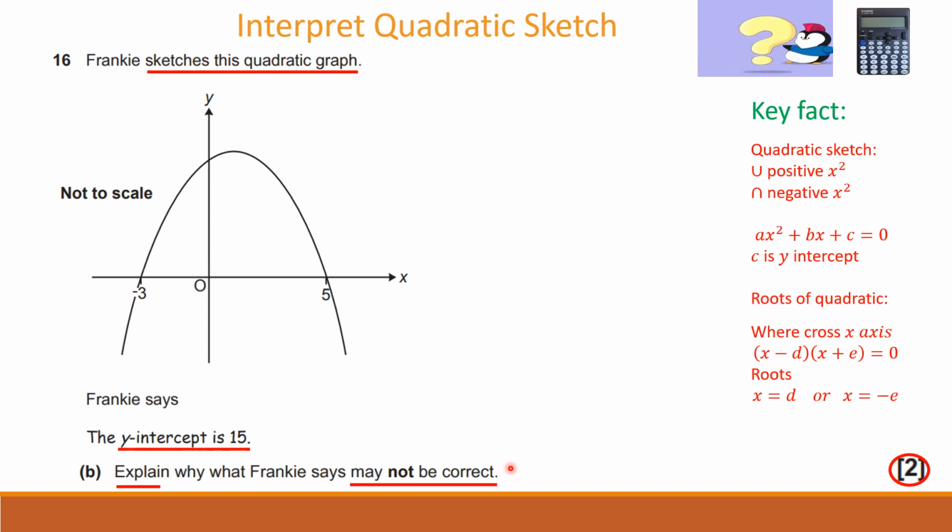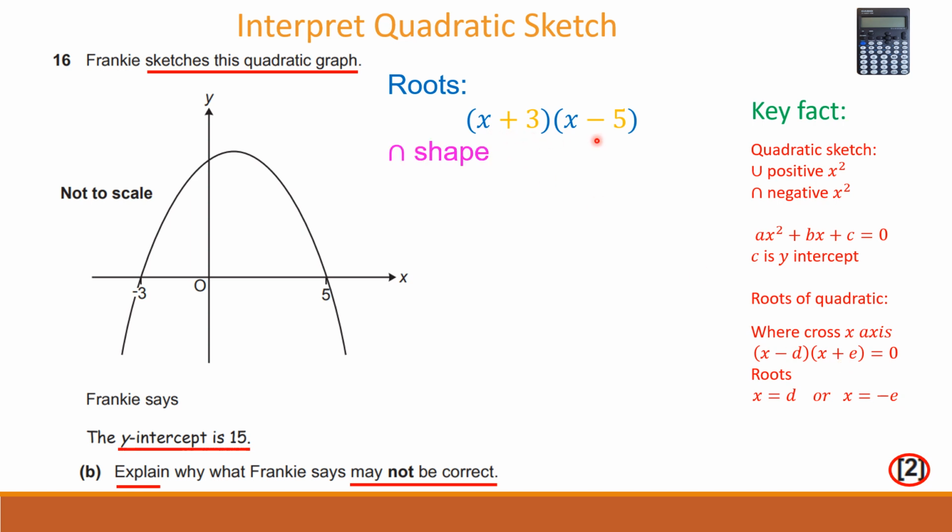Well done, guys. Hopefully you've managed to get yourself an answer as to why this value may not be 15. So the roots, we're told, are 5 and negative 3. That means d is equivalent to the 5, so that is x minus 5. And the negative 3 is equivalent to my negative e, which is x plus e, which is x plus 3. So these are my roots. Remember, the shape means we have got a negative at the front. So I've got a negative value.